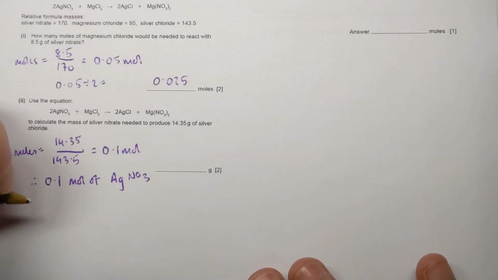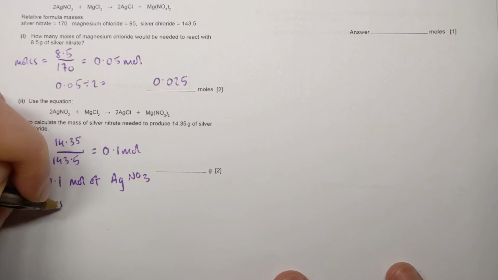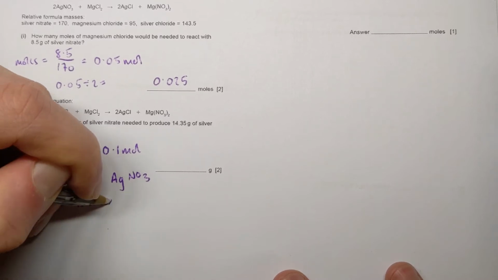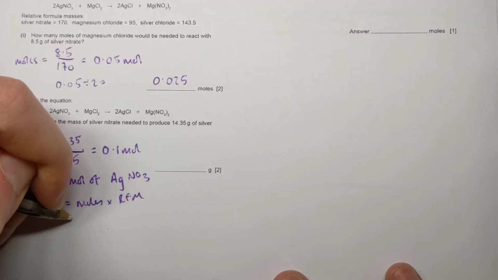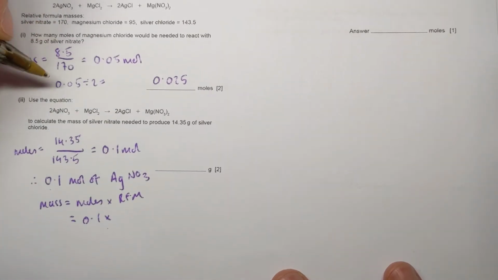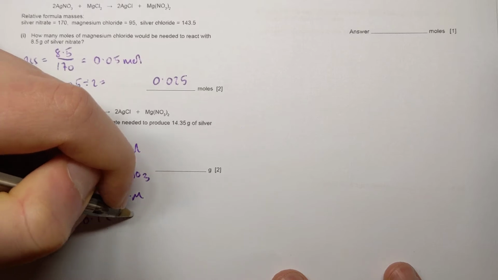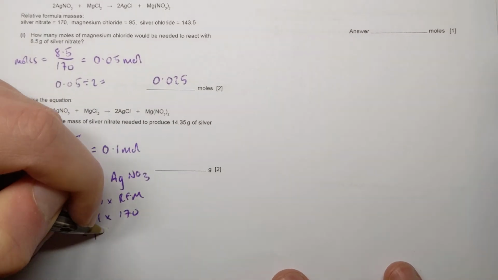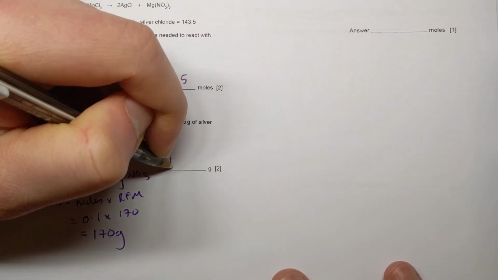Have to convert back into a mass. Mass equals moles times RFM, which equals 0.1 times by RFM of silver nitrate, which is 170, which gives me 170 grams for that answer.